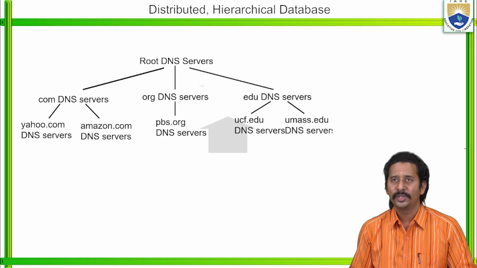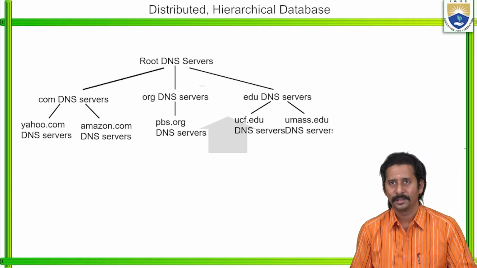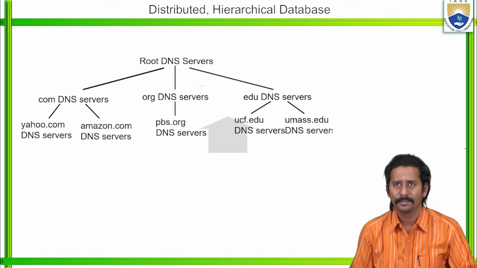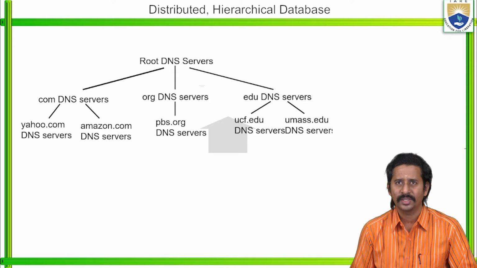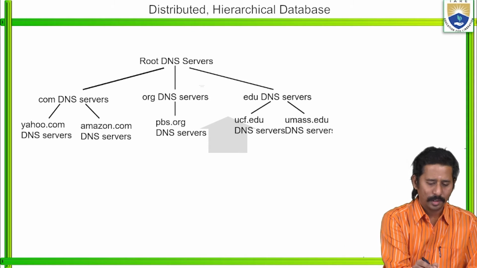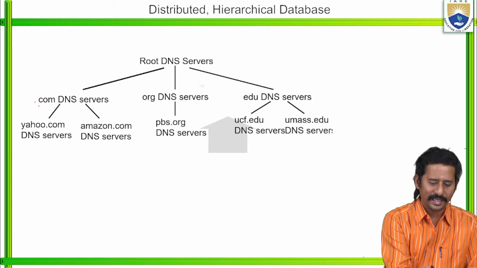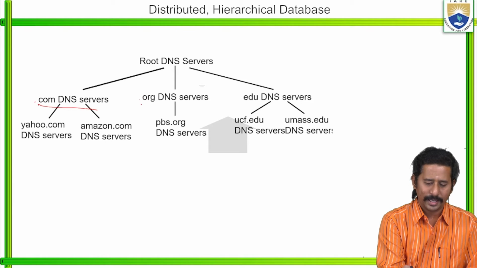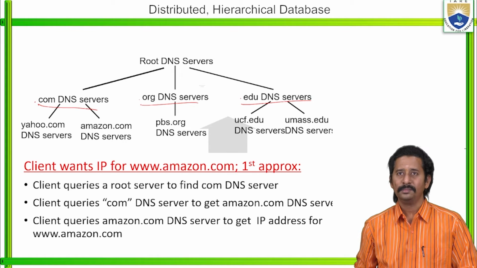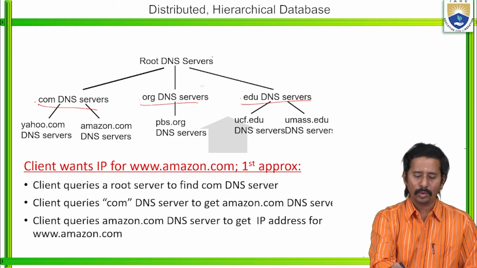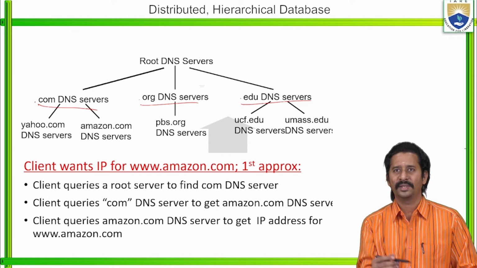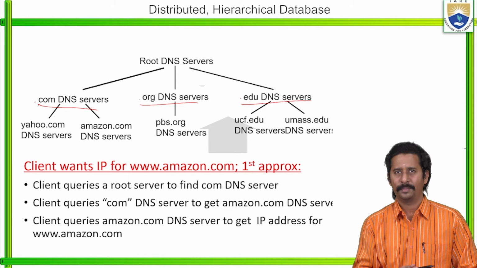Now coming to the distributed hierarchical database. That is, how the DNS servers are categorized. See, we have .com DNS servers and .org DNS servers, .edu DNS servers, right? So this is the root node of DNS servers that is categorized into the various types: .com DNS servers, .org, .edu, .in, and so on.